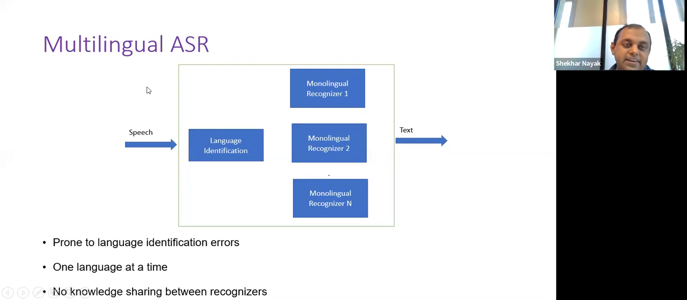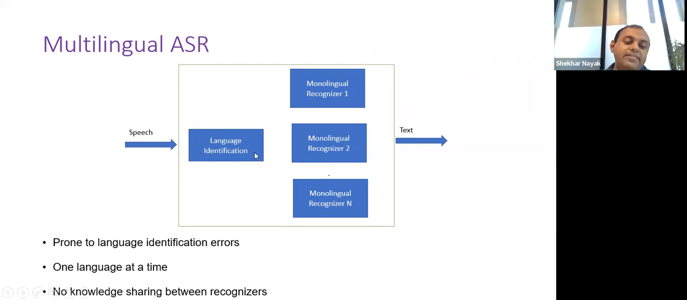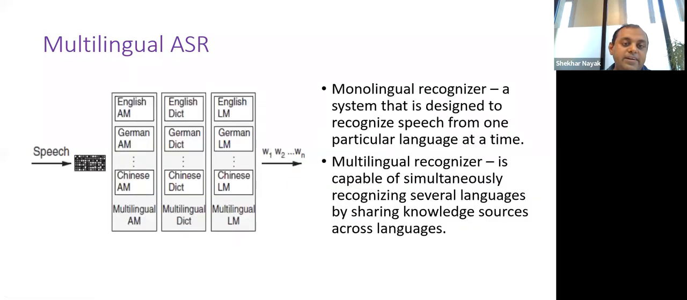So that's a traditional multilingual speech recognition pipeline, which involves language identification. Obviously, such multilingual ASR is prone to errors in language identification, and you can recognize only one language at a time, so you have to switch from one recognizer to the other. So you have to switch across the recognizers. There is a delay, and also there is no knowledge sharing across the recognizers. So this is a traditional multilingual ASR.